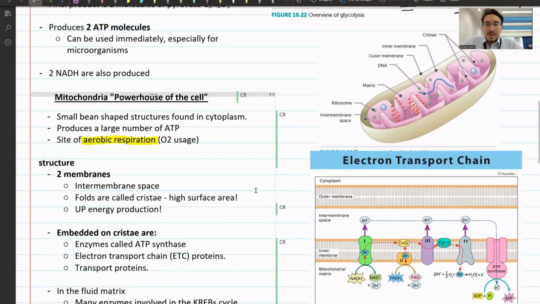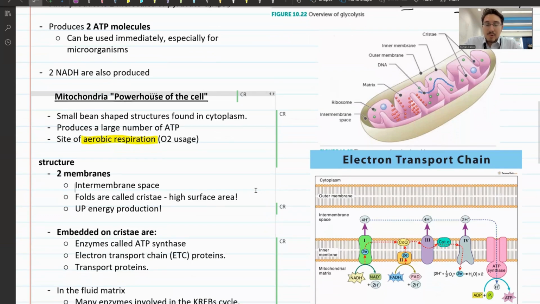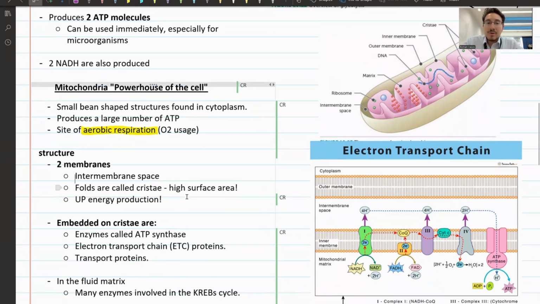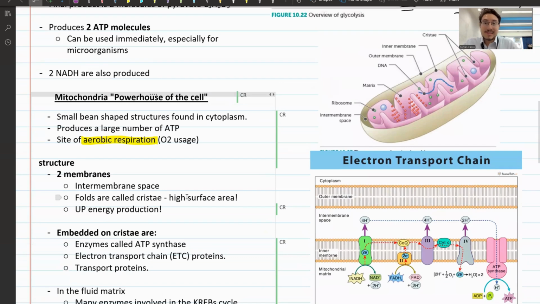Again, like I mentioned before, you have two membranes, and you have this little intermembrane space between the inner and outer membrane. And if you notice, there's a bunch of folds. There are many more folds than what you see in this diagram. But of course, we know that the more folds something has, the more it increases the surface area. The folds themselves are called cristae, and the whole purpose of having all these folds is to increase energy production, ATP production.